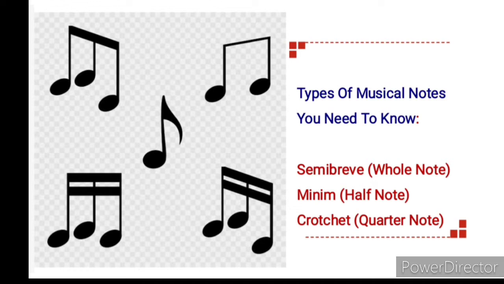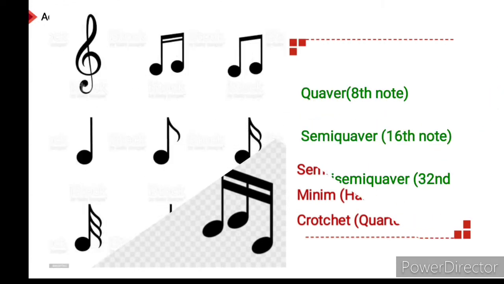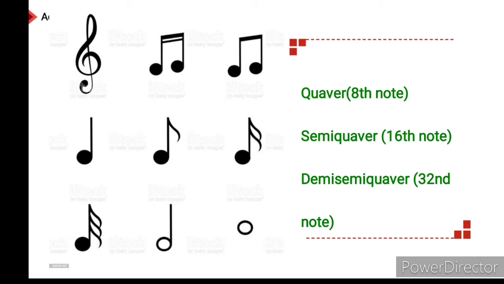So semibreve, number 1, is also known as whole note. Number 2, minim, is also known as half note. Number 3, crotchet, is also known as quarter note. Then we have the quaver, which is also known as the 8th note. We have the semiquaver, which is also known as the 16th note. Then the last one for today, we have the demisemiquaver, which is also known as the 32nd note.